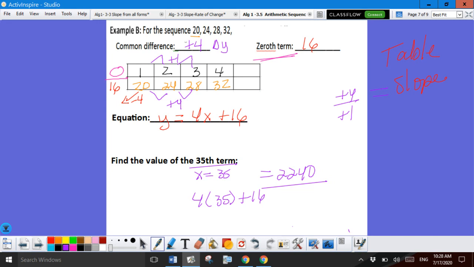So this is not a super challenging concept as long as you remember your vocabulary. Remember, the common difference is the pattern of your y. The 0 term, you have to move backwards to find. And this number that you find is going to be your y-intercept. Your equation is pulled from your common difference and your y-intercept, and then we are just going to substitute.